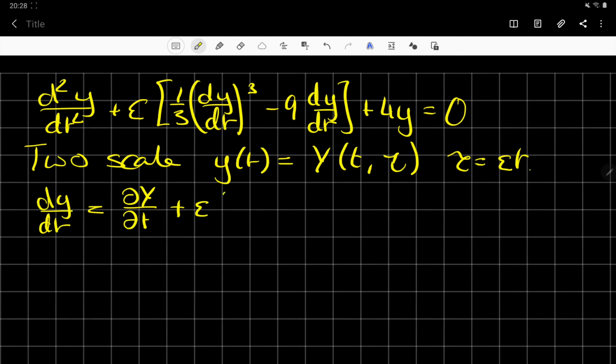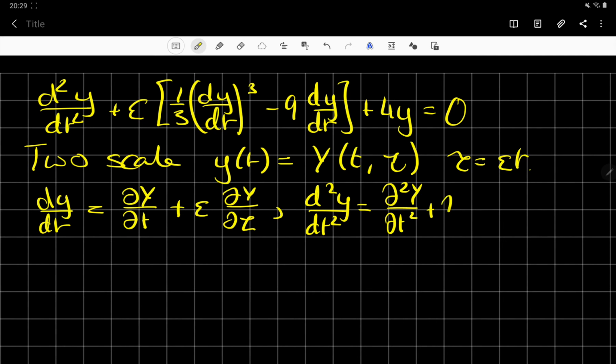dt plus epsilon dy/d tau, and as before d²y/dt² is d²y/dt² plus 2 epsilon d²y/dt d tau plus epsilon squared d²y/d tau squared.